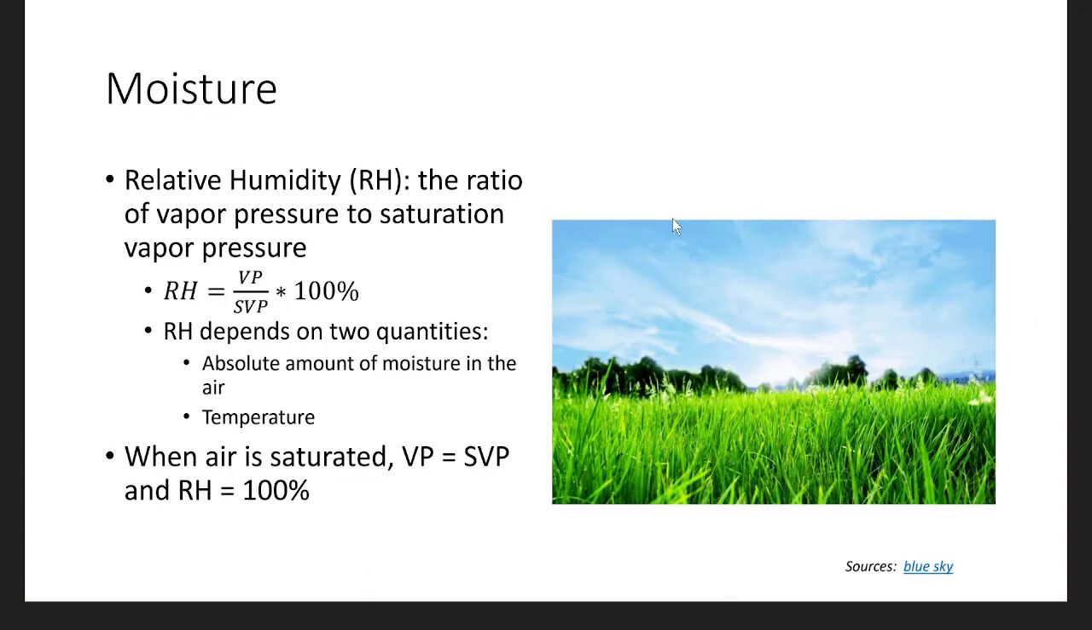So here's the relative humidity. It's the ratio: vapor pressure over saturation vapor pressure. When the air is saturated, these two things are the same, so relative humidity is 100%. And that just means it's really wet outside, like you're in a cloud, basically. You can also reach 100% relative humidity if you take a shower and close the door and your mirror gets all covered with water and steam. That's 100% relative humidity, and that means saturation.